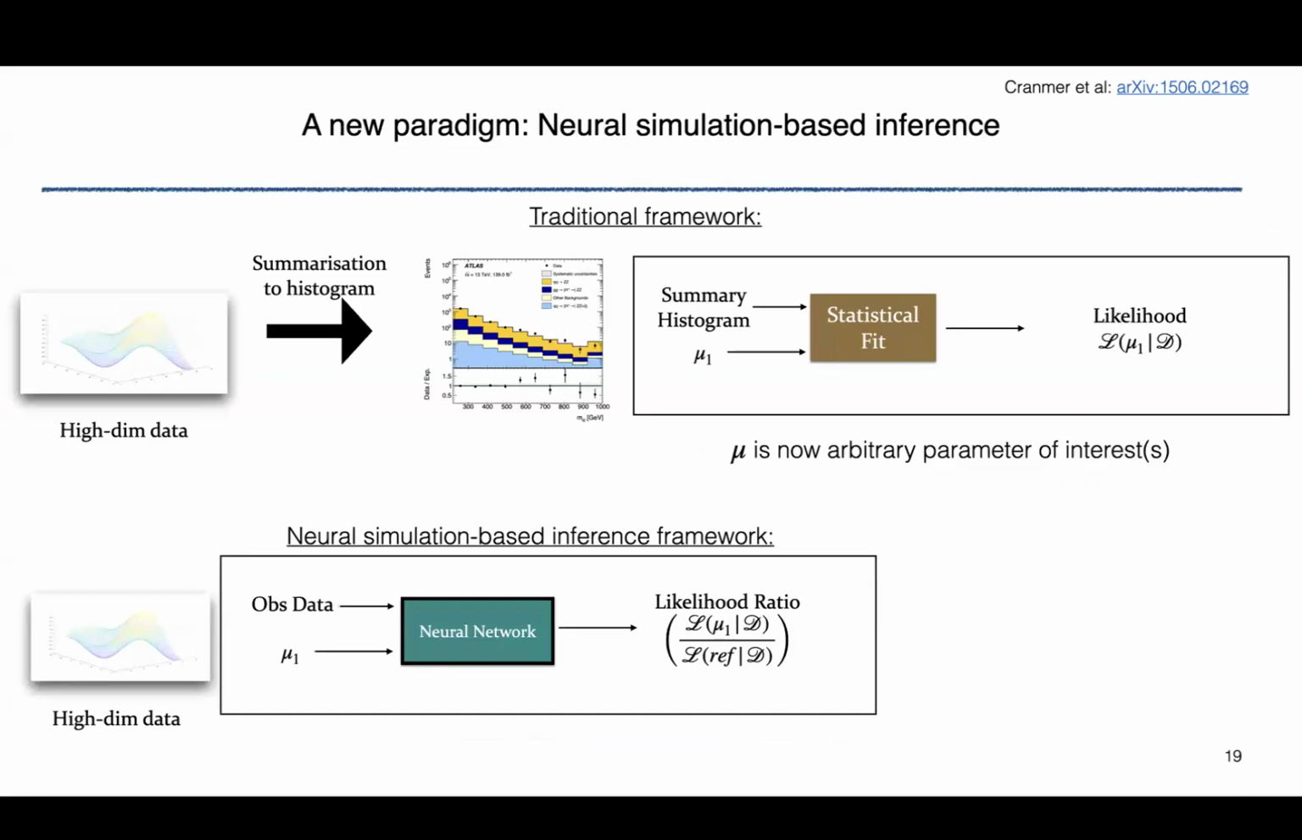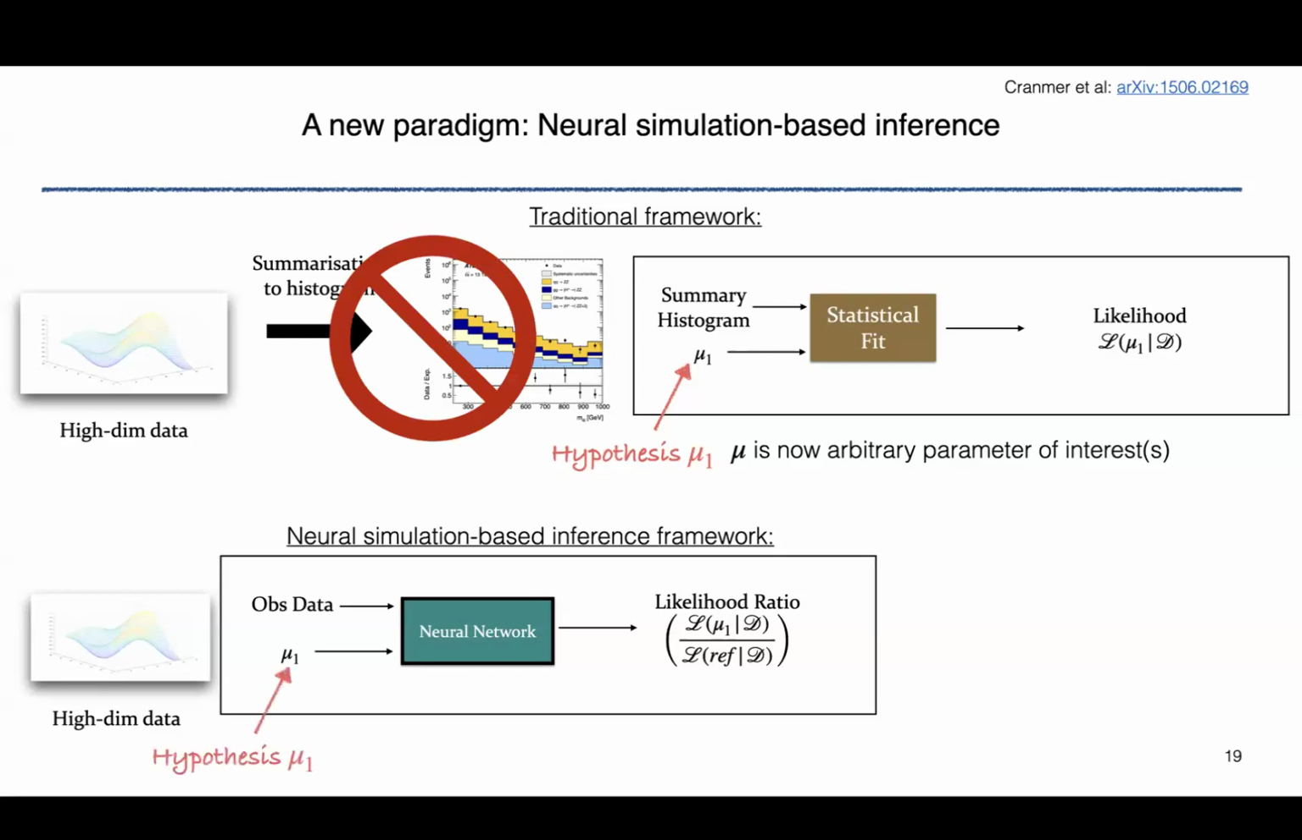We also tell the software, of course, which hypothesis it is we want to test. And the fit works for a while and then gives us some likelihood of the mu given our data. I want to drop this summary completely, take the high-dimensional data, give it instead to a neural network. Again, I tell it which hypothesis it is I want to test. And I want the network to give me this likelihood ratio between some value of mu and the reference. And these networks can be trained on simulations and applied on data, which is why it's called simulation-based inference.